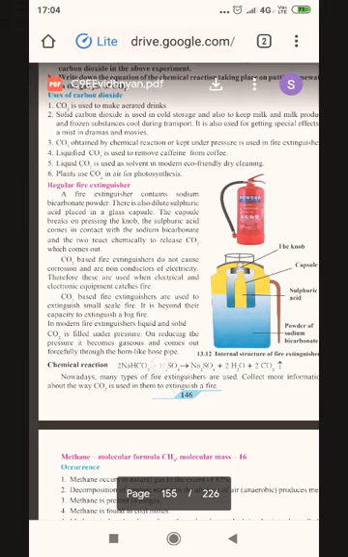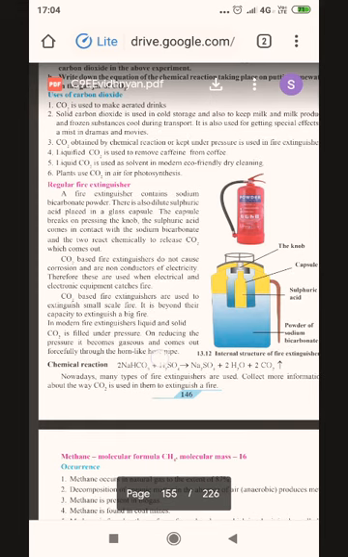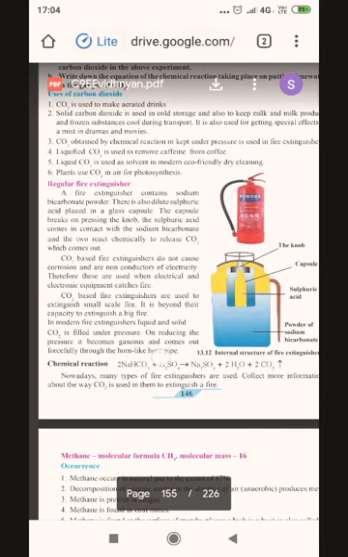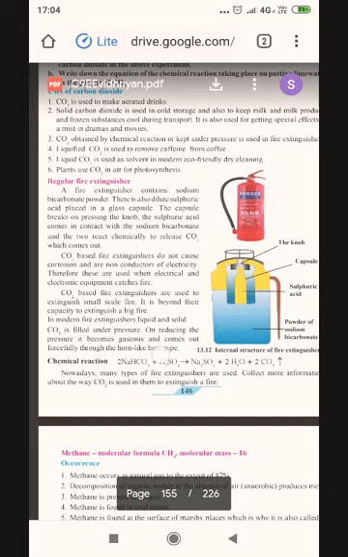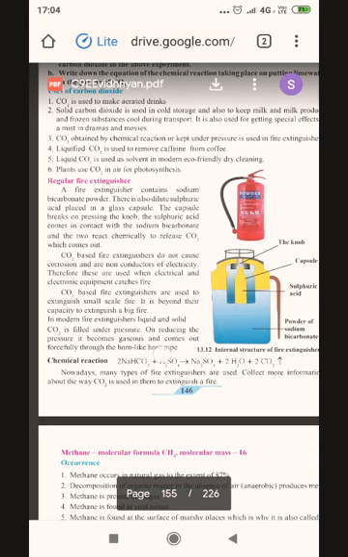Liquefied carbon dioxide gas is used to remove caffeine from coffee. Then, liquid carbon dioxide is used as a solvent in modern eco-friendly dry cleaning. Plants use carbon dioxide in air for photosynthesis. So, plants cannot survive in the absence of carbon dioxide.